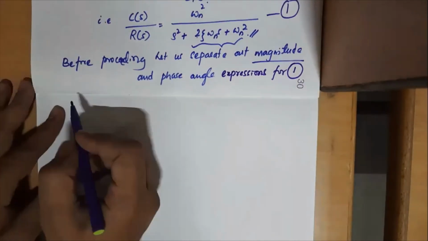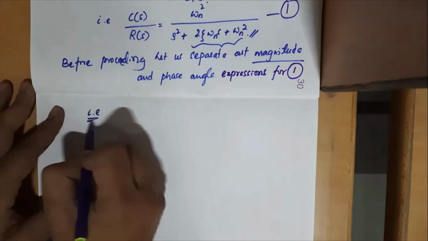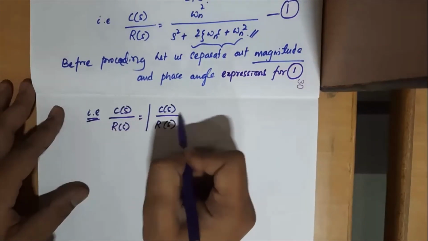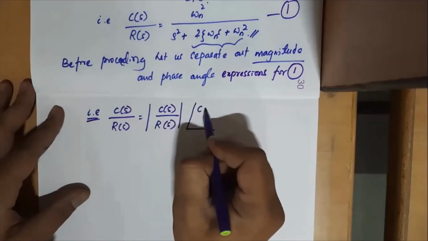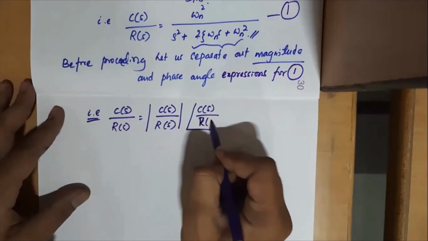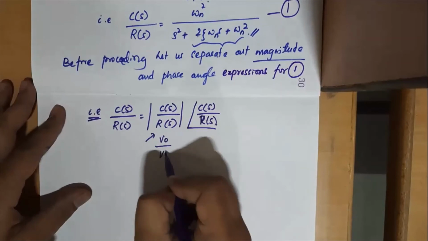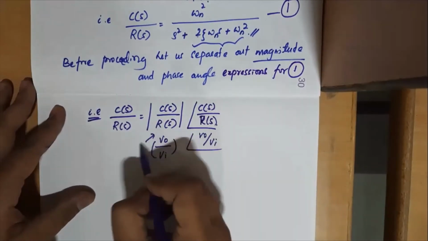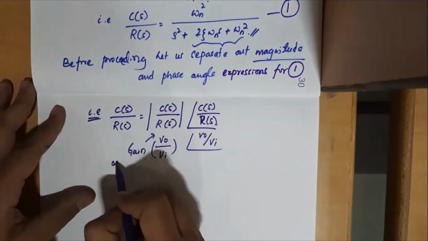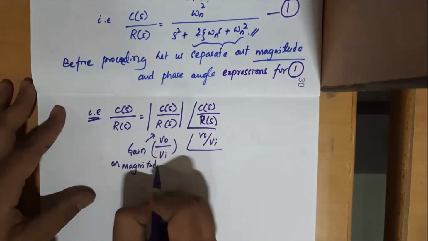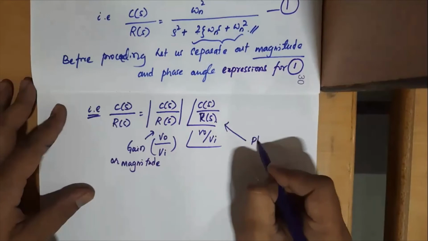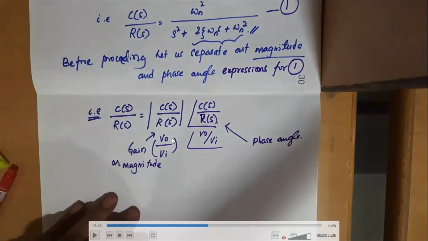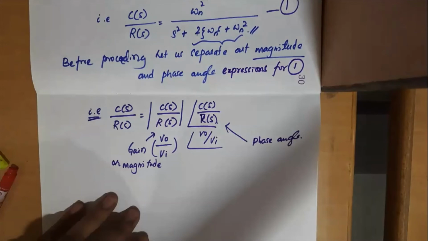Okay. For these questions, let me answer. We should write expression 1 in this form: C of s by R of s, magnitude as well as phase angle, which is nothing but V out by Vi magnitude and V out by Vi phase angle. This we call gain or magnitude, and we can call this the phase angle. Here our V out was VR, the voltage across the resistance.